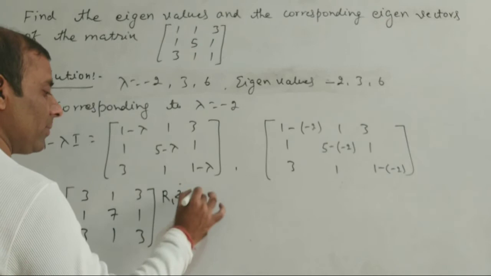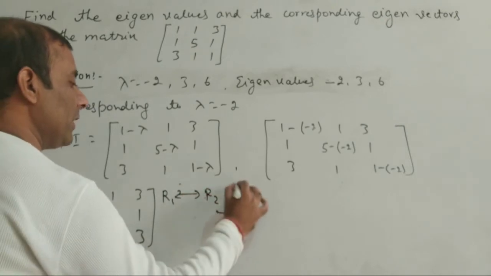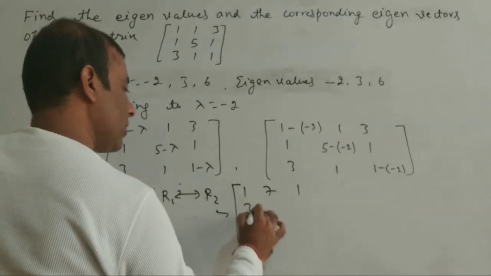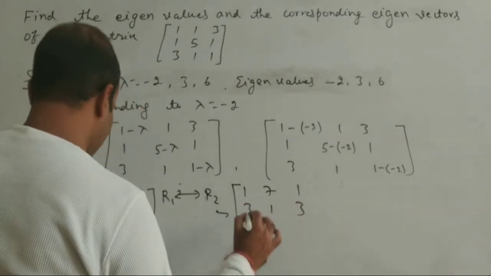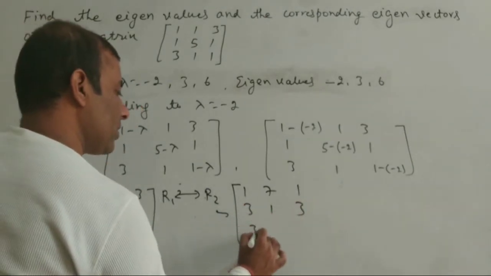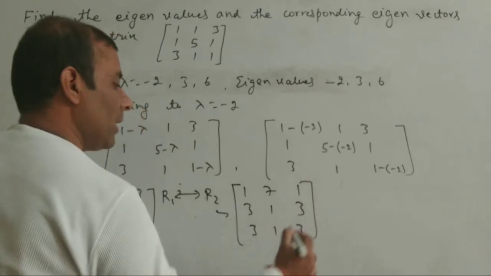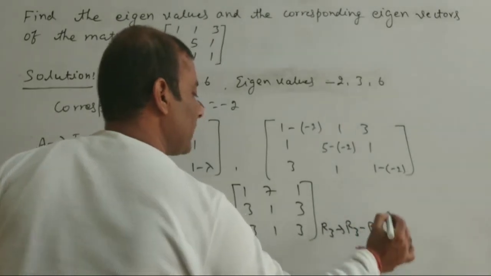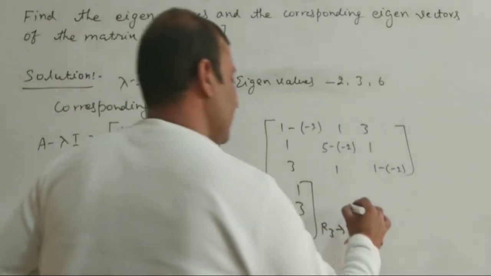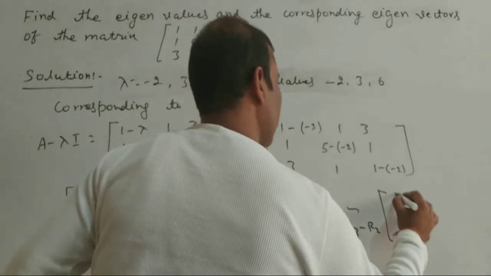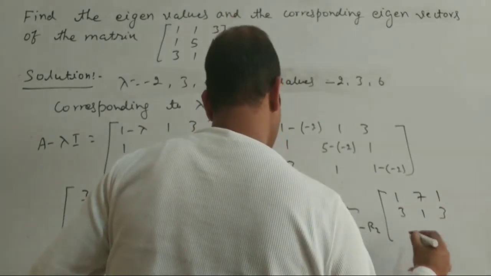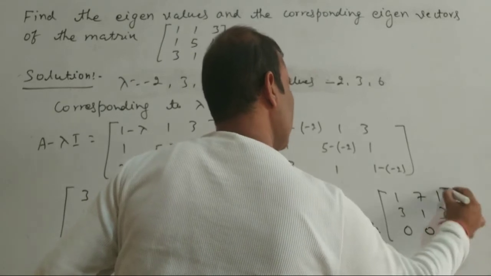R1 interchange by R2, then it becomes 1 7 1, 3 1 3, and again this is 3 1 3. Apply R3 goes to R3 minus R2, then it becomes 1 7 1, 3 1 3, and this is 0 0 0.